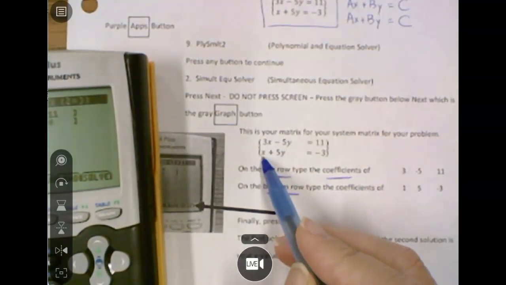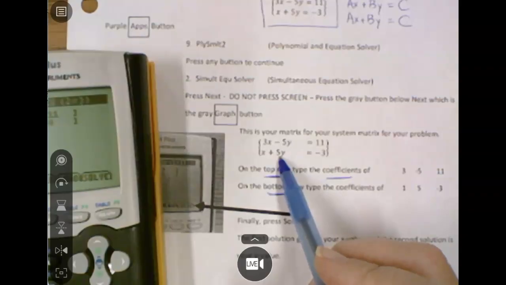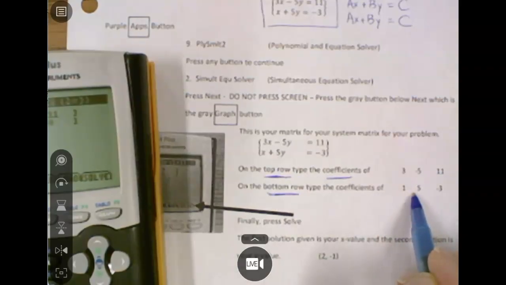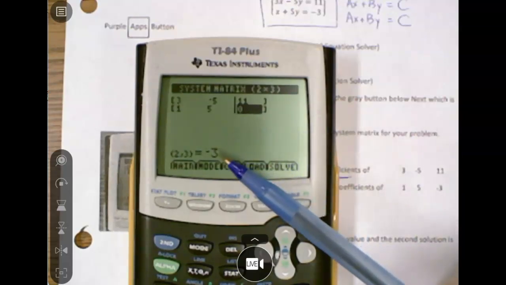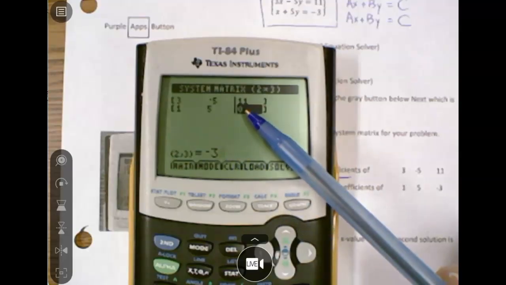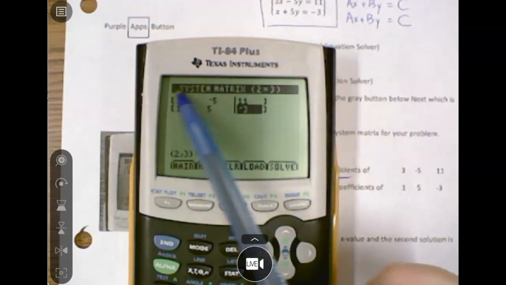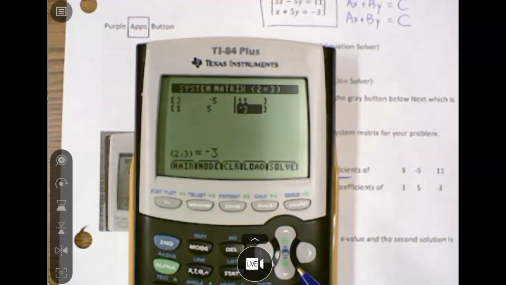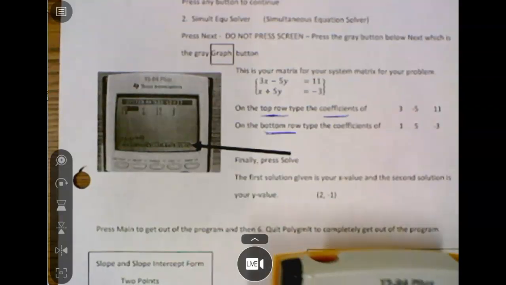On the bottom row, it's the same concept. When you have an x, you have to realize the coefficient is 1. The coefficient of 5y is 5. And then on the right is a -3. Do not push -3. So 1, enter. 5, enter. -3. Now some of you are going to stop here at -3 and not hit enter. If you notice up here it says 0. You want to always hit enter to make sure it's up in your screen in this matrix. It says system matrix. So according to the directions, finally you're going to press solve.